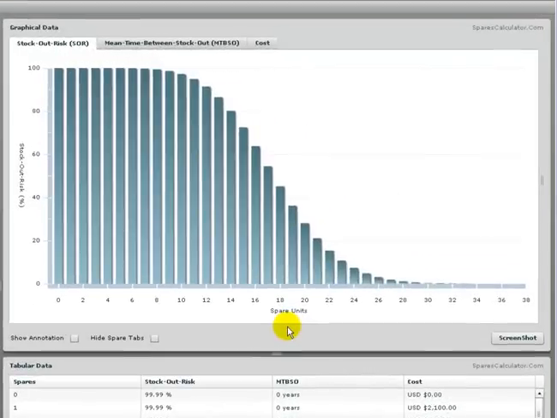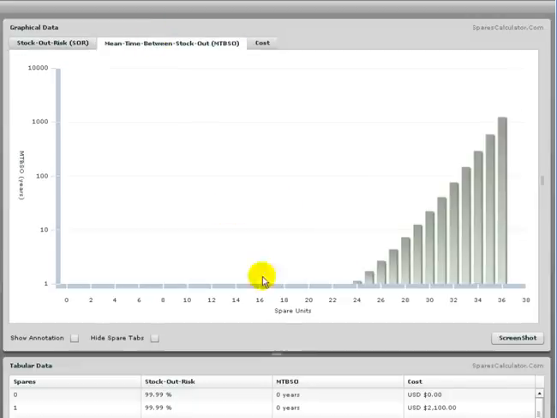The first thing we're going to look at is the stockout risk chart. This shows spare units on the x-axis and stockout risk on the y-axis. Let's switch to the mean time between stockout chart. Again, this shows spare parts on the x-axis, and on the y-axis we have the mean time between stockout. With this chart, the y-axis is logarithmic, so the first division shows 1 to 10 years, and the next division shows 10 to 100 years, and so on.